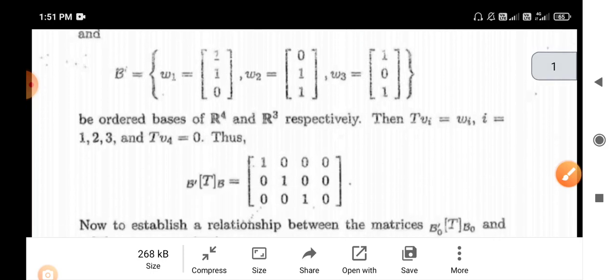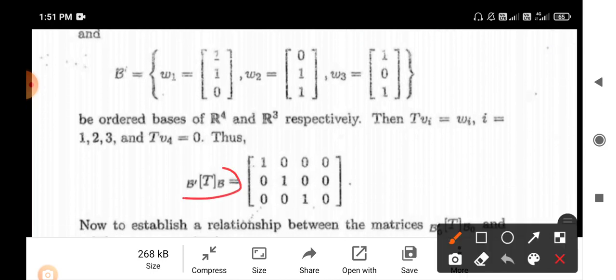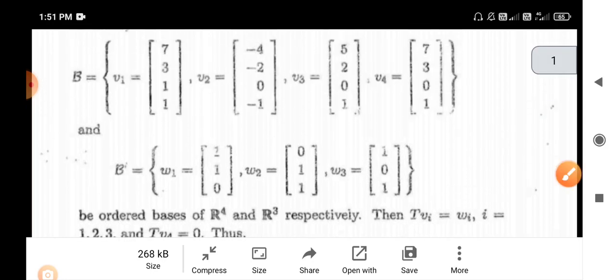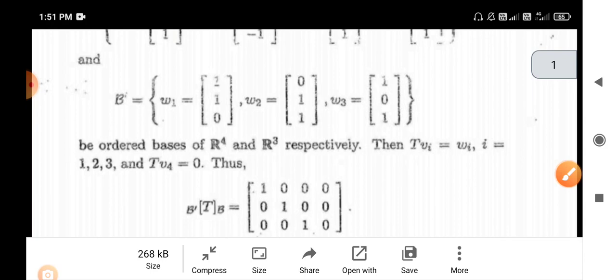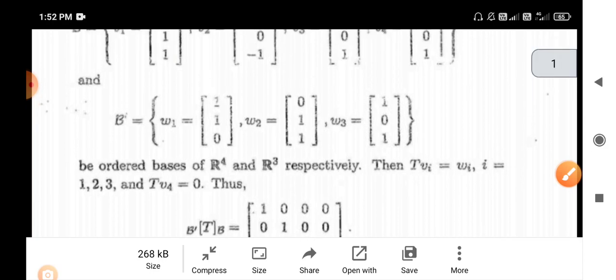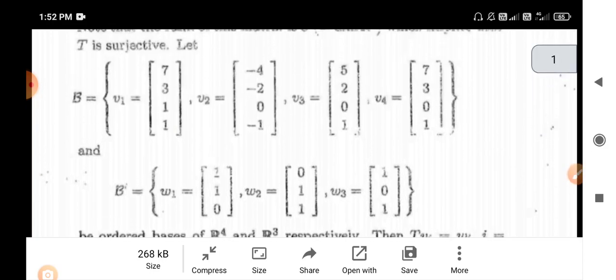On that information, we have to find a matrix of representation corresponding to basis B to B dash. How can we represent it? Taking one element in basis B, what is the element? That element is 7 3 1 1. Apply the linear transformation on it. What is the linear transformation?